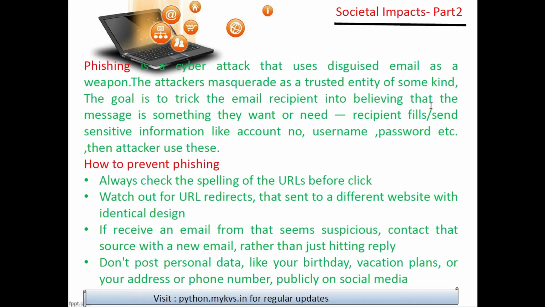And how to prevent phishing? Always check the spelling of the URLs before you click. You will see that the website you are using contains a protocol called HTTP, Hypertext Transfer Protocol, and the site where a monetary transaction has to be made will show HTTPS. That is the indication that you are using an authenticated site. If the S is not there, better not to use that particular site. It is not secured for your browsing.